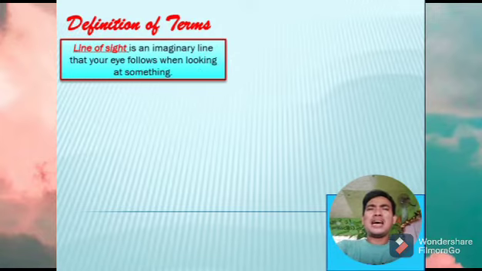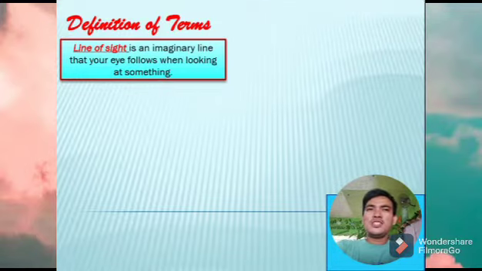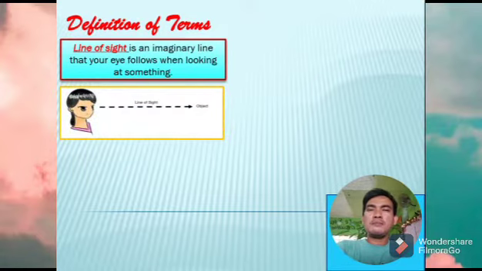What is line of sight? It says here that it is an imaginary line that your eye follows when looking at something. Okay. So just like in our illustration here, this would be the line of sight. And here is the object. So it's gonna be up or down.